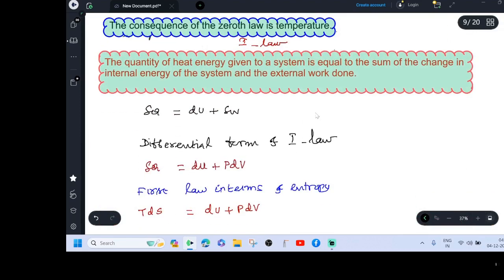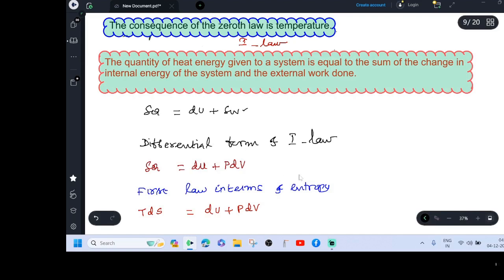Then the first law. The quantity of heat energy given to the system is utilized in two ways. Part of the energy is used to increase the internal energy of the system, and the rest is utilized to carry out some external work. If you replace del W by PdV, this is called the differential form.